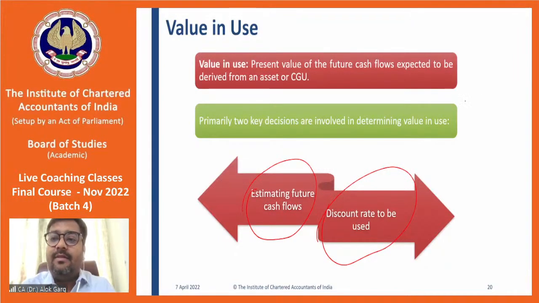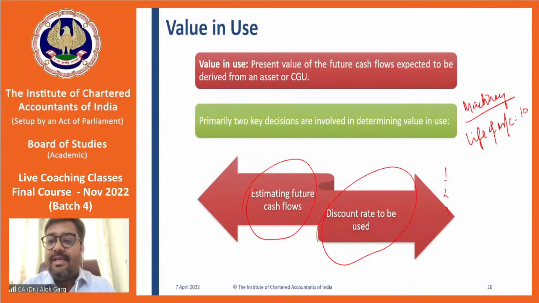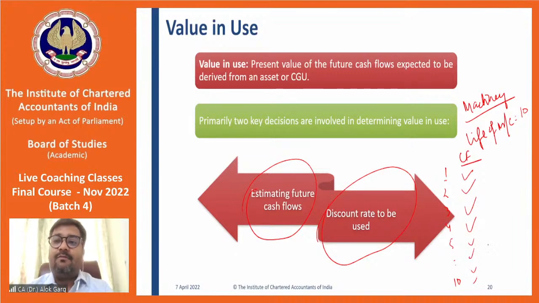For example, there is a machinery and the life of the machine is 10 years, right? So first you need to estimate what my cash flow is over a period of 10 years, plus the terminal cash flow at the end of 10 years, when the life of this machinery comes to an end. What is the scrap value? So you need to estimate the cash flow.